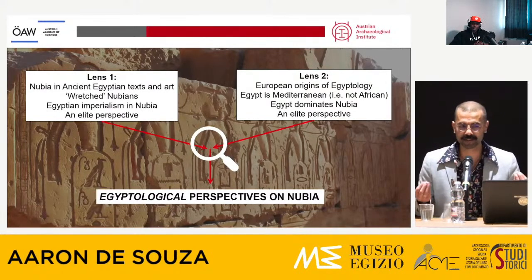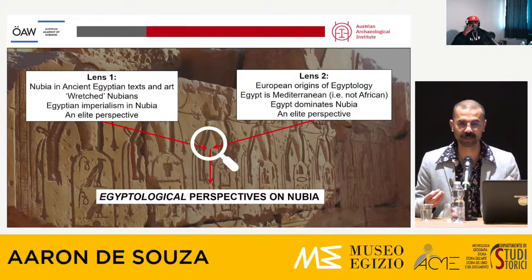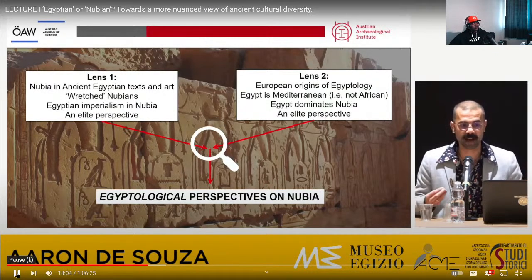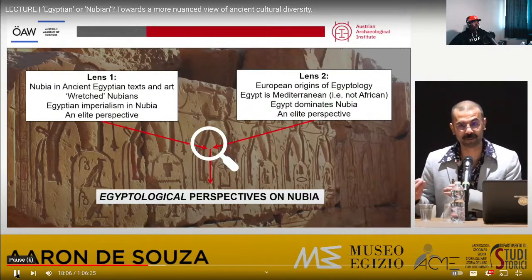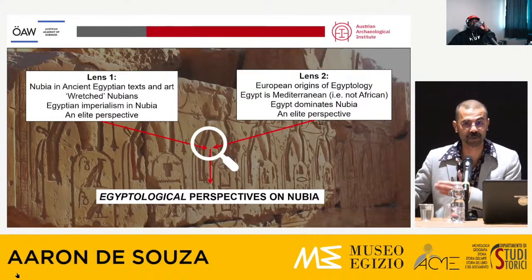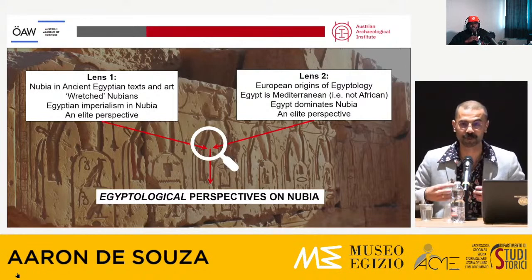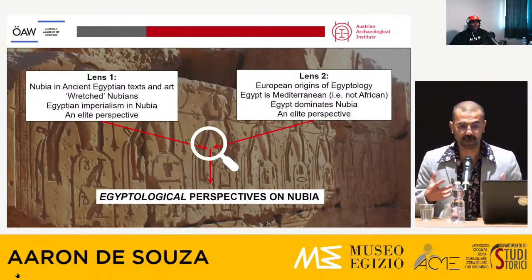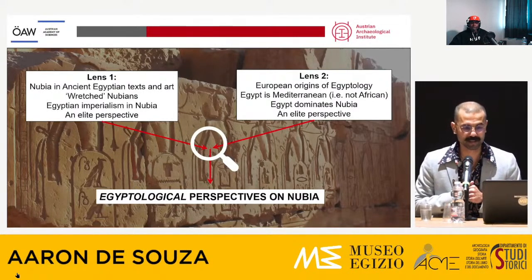And that in both cases, actually, it's an elite perspective, because the people in ancient Egypt that created this art and this image of Nubia were the elite, the people who could read and write and create and access art. And the same goes for people doing Egyptology in the late 19th and early 20th century. They were also from the upper class society, and they wanted to portray this particular image of Egypt. So the image that we have of Nubia is based on these two quite colonial lenses.